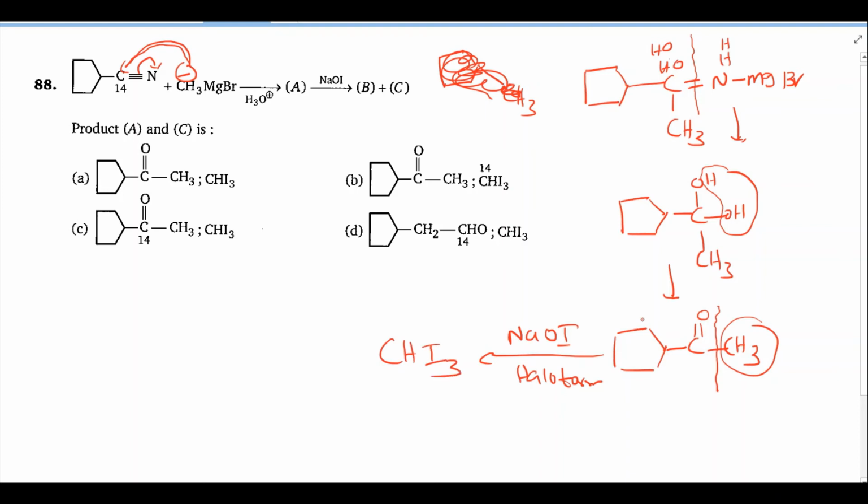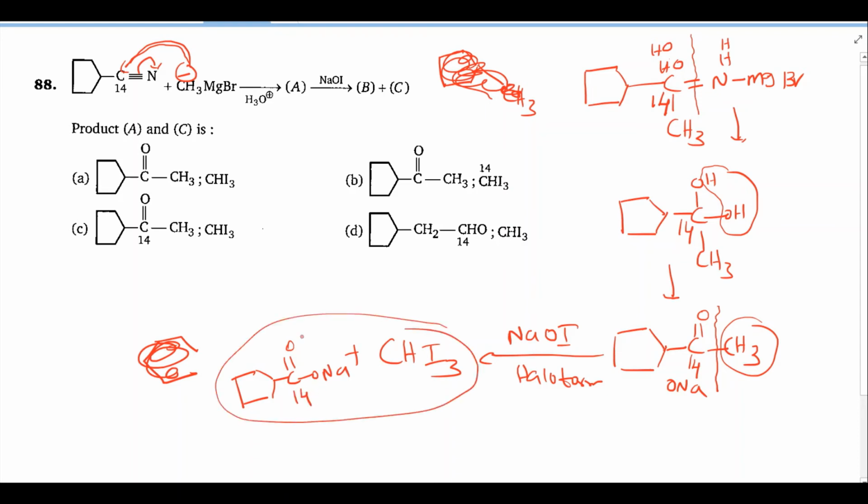CHI3. Okay. Here you can observe this is the C that is going to be labeled C14. Okay, this is C14. So after that, what is that? This side you can add ONa. So whenever you add ONa, then this is, I'm sorry, this is like this, and COONa, here this is labeled. These two are the products.